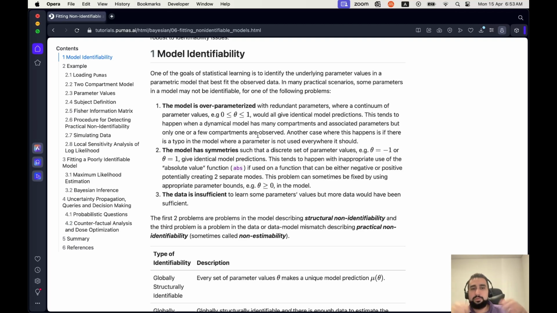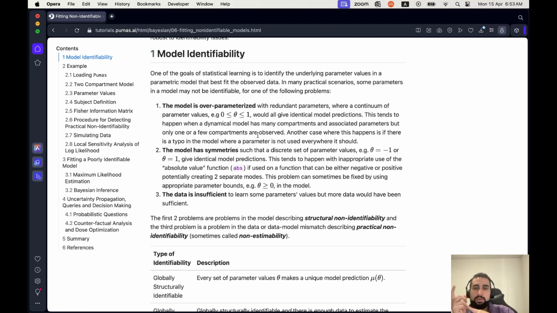And this could happen, for example, if you inappropriately use the absolute function, or the absolute value function, in a model where the input is unconstrained and can go from minus infinity to infinity. And so you're creating a symmetry where any positive or negative input to the absolute value function will give you the same output, and thereby the same prediction at the end. And so if this input is not used elsewhere in your model, and this is the only place it is used, then you have a problem.